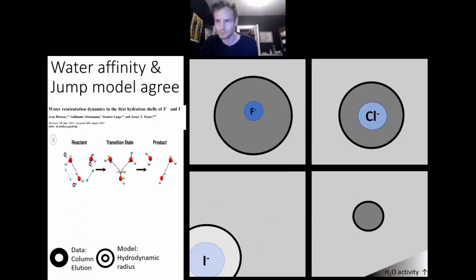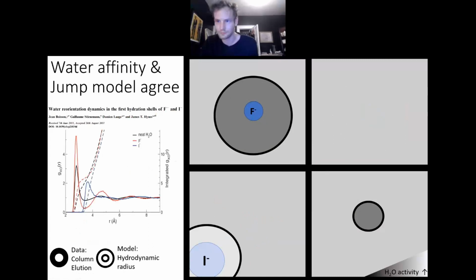So how does water affinity pair with the JUMP model? I argue that they agree because of this paper by the JUMP water model group called Water Reorientation Dynamics in the First Hydration Shells of Fluoride and Iodide. So the JUMP model again is that for this water to diffuse to the side, it's going to need to form a new bond and then break an old one, and this involves large rearrangements, angular jumps.